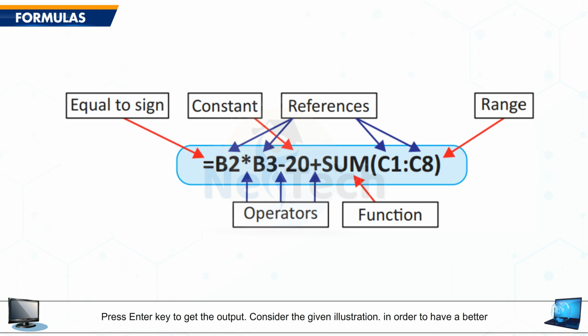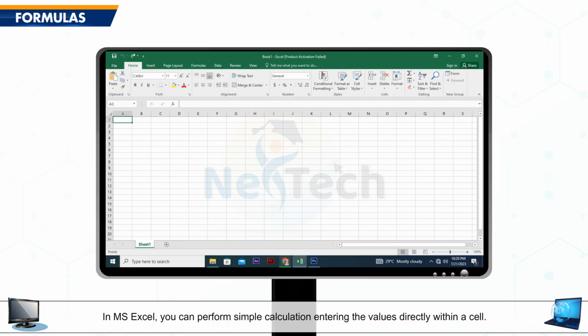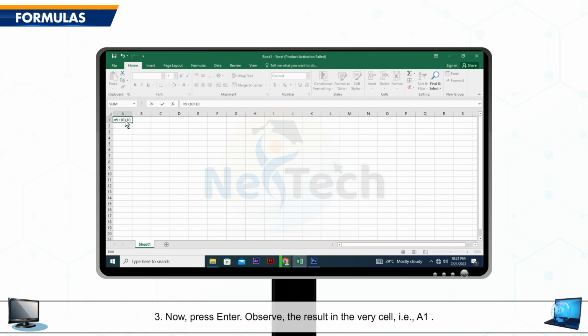Consider this illustration in order to have a better understanding of the concept of formula and its rules. Performing simple calculation in Excel. In MS Excel, you can perform simple calculation entering the values directly within a cell. Let us directly add multiple numbers in a cell. Click on the cell where you wish to perform the calculation. Here we have used the cell A1. Enter equal to sign followed by the desired values and operators. Now press Enter. Observe the result in the very cell, that is A1.